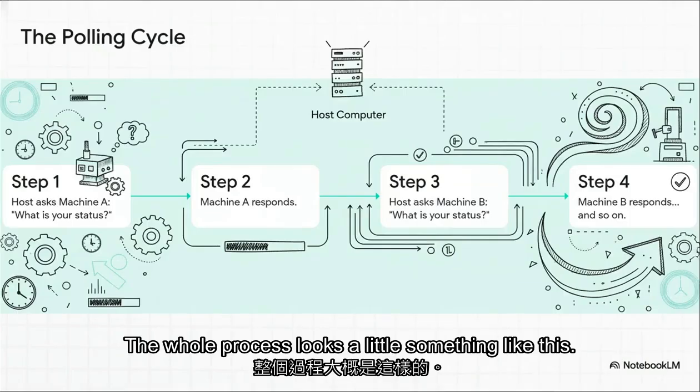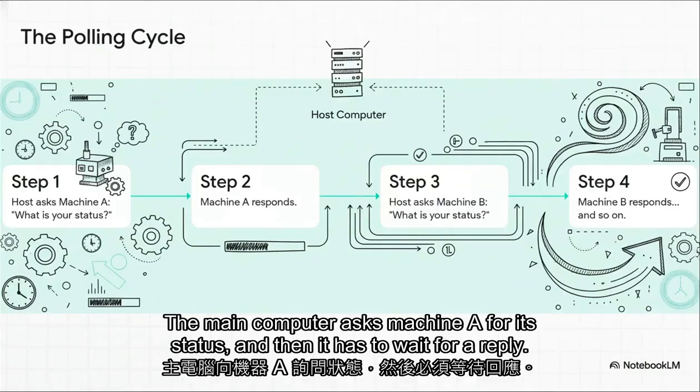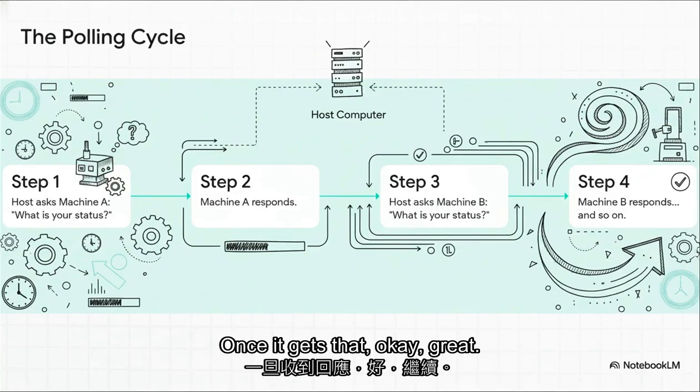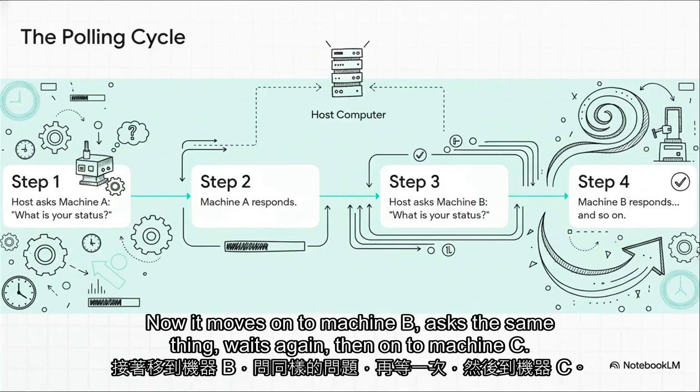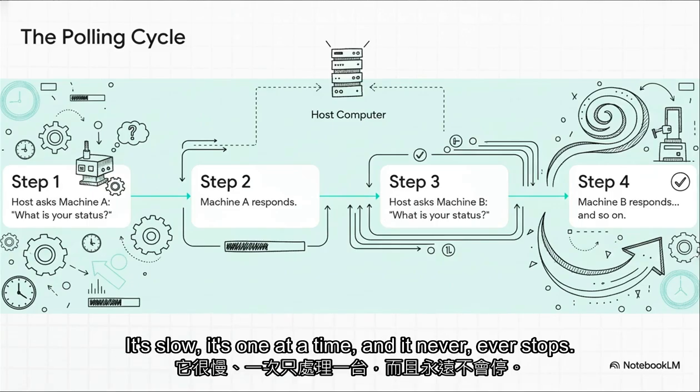The whole process looks a little something like this. The main computer asks machine A for its status, and then it has to wait for a reply. Once it gets that, okay, great. Now it moves on to machine B, asks the same thing, waits again, then on to machine C. You get the idea. It's slow, it's one at a time, and it never, ever stops.